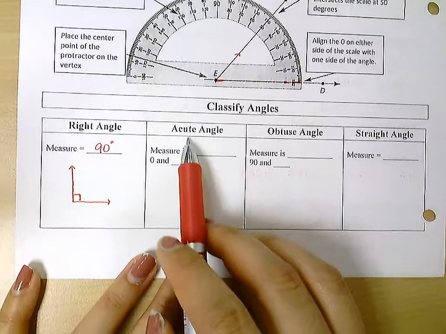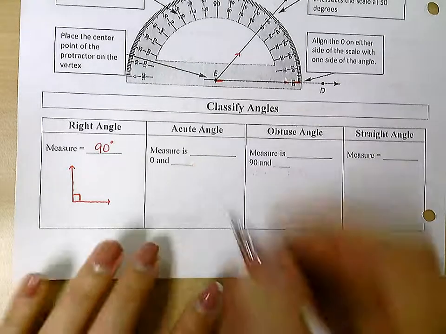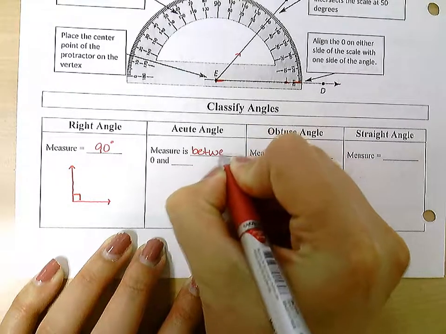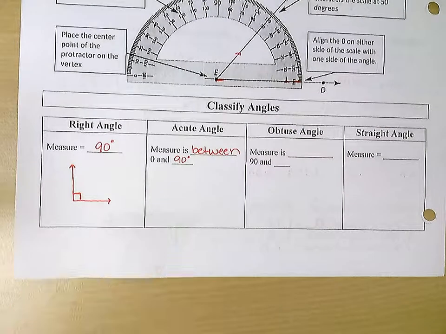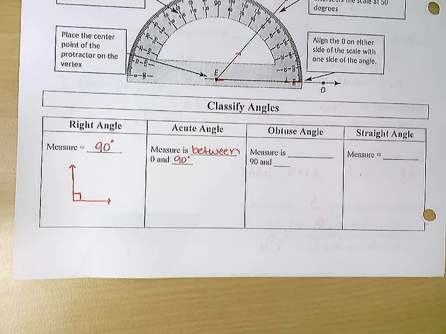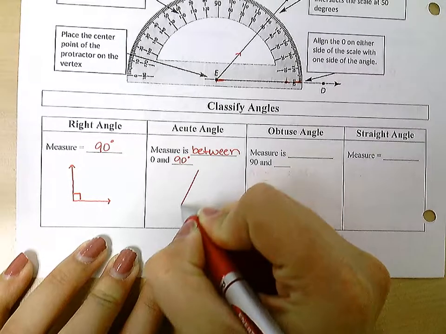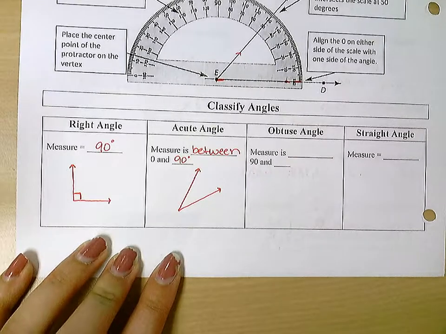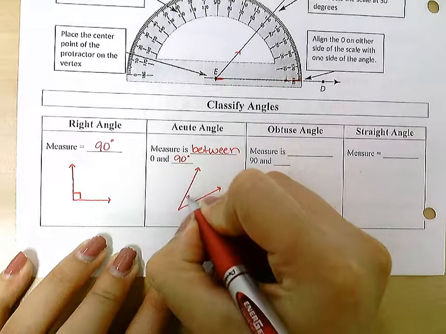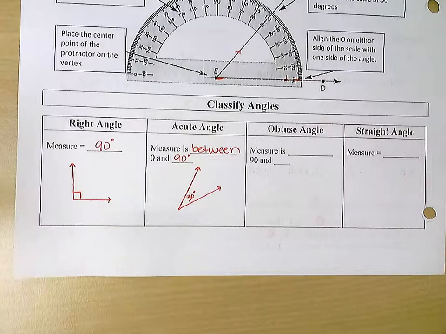We also have an acute angle. That measure is between 0 and 90 degrees. Any degree measuring between 0 and 90. You can't equal 0 and it can't equal 90. It has to be between the two. And that one looks kind of like this. It's a little smaller. I'll just label it to show, so say it's 30 degrees, between 0 and 90.